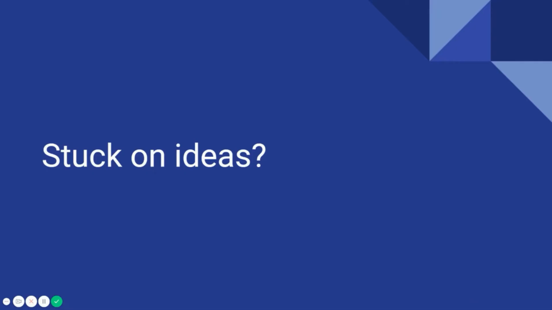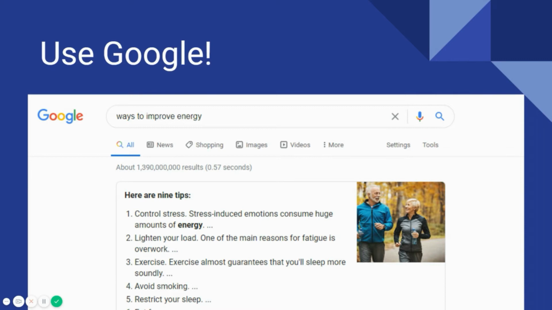All right, so if you're stuck on ideas, use Google. This was just something that I typed in, ways to improve energy. You could also do increase energy tips. Of course, it depends on what your industry is, but you could say ways to improve your skin, ways to whatever, and you'll find a ton. Look at that. This is at 1.3 billion results. So I'm sure you'll get a ton of ideas from that.